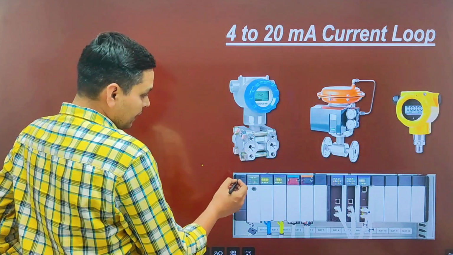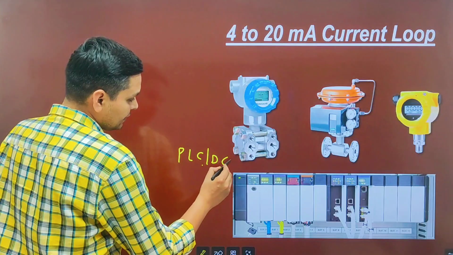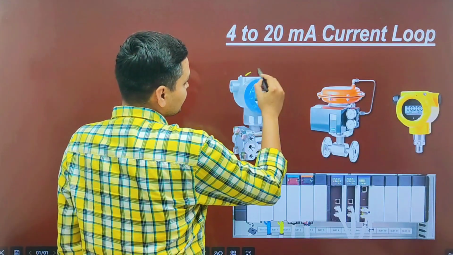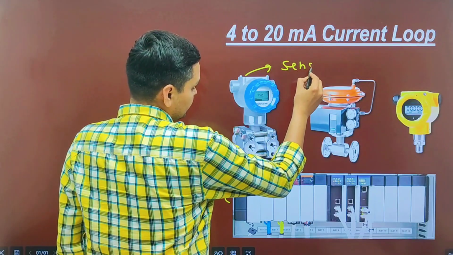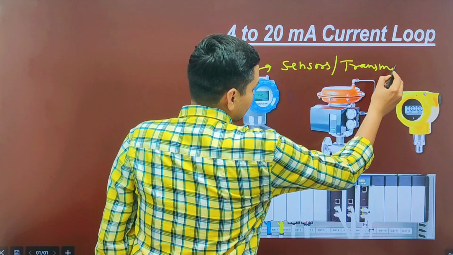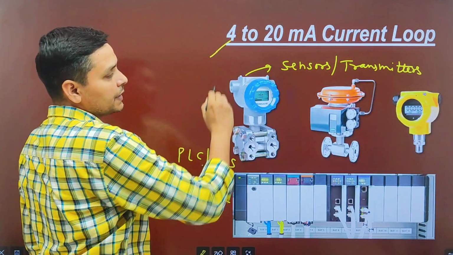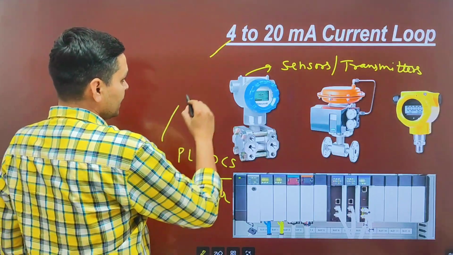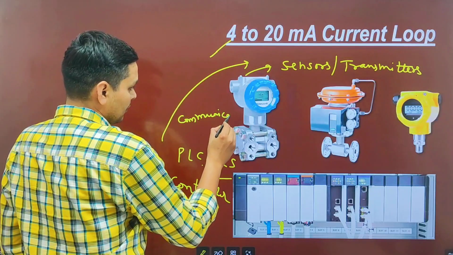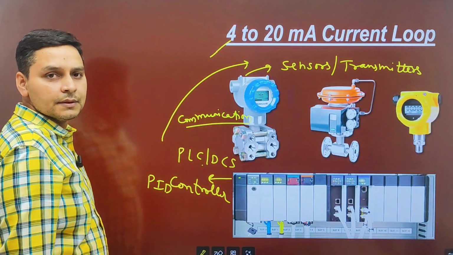Here, if we talk about controllers, then we can use PLC, DCS, or we can use PID controller. And if we talk about sensors, we will use sensors and we will use transmitters. So this 4 to 20 milliampere current loop will provide a communication between these sensors and controllers.